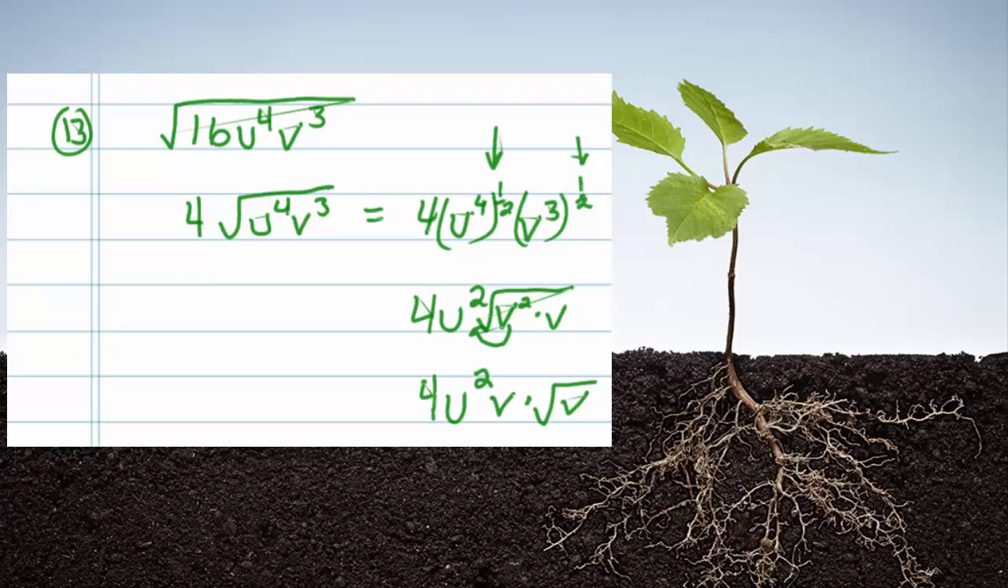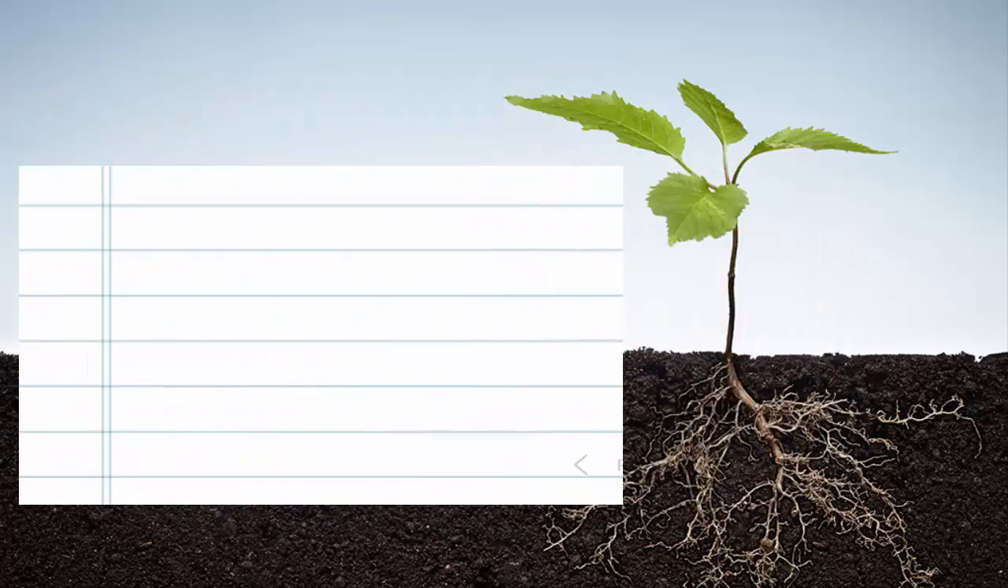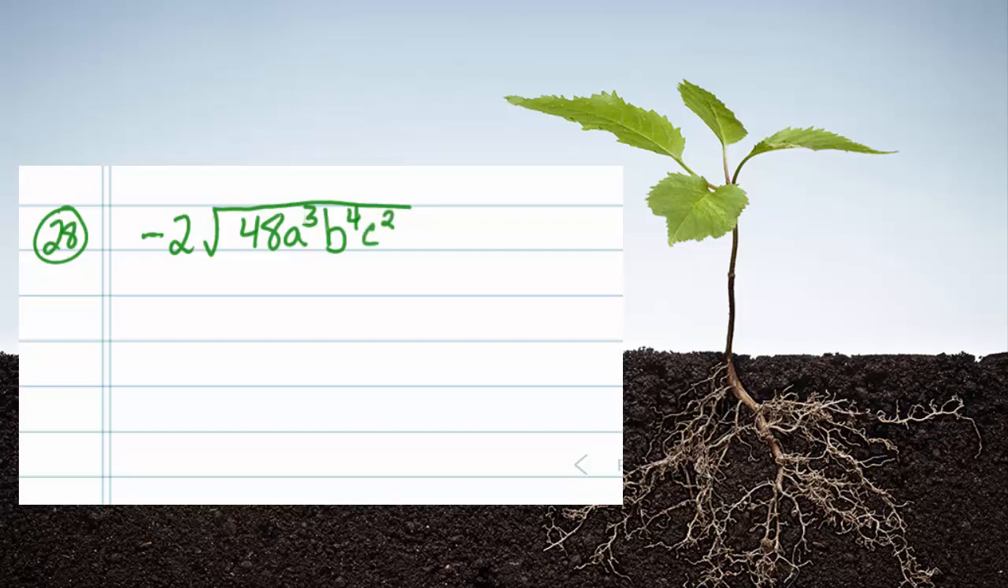Let's see, that would be 2 odds and 1 even. Let's go for one more even. How about number 28? 28 is negative 2 square root of 48a to the 3rd, b to the 4th, c squared.